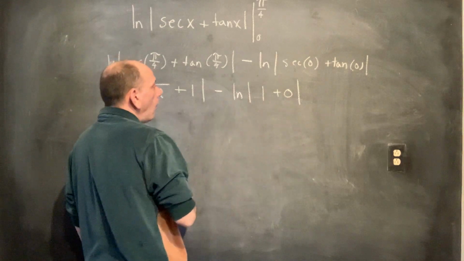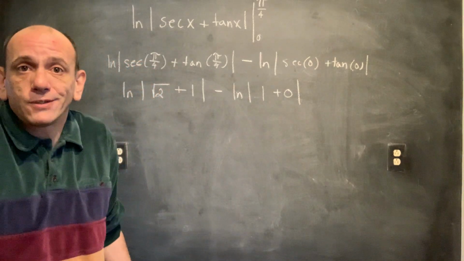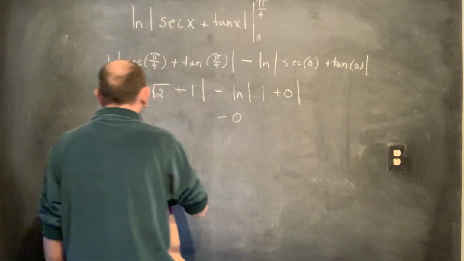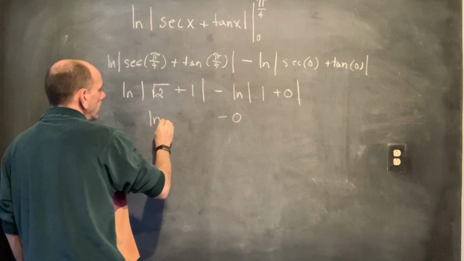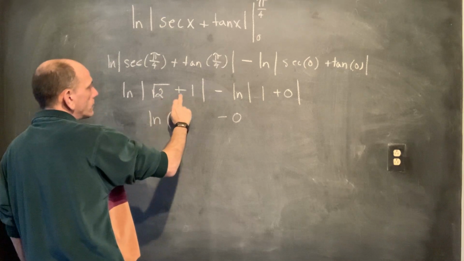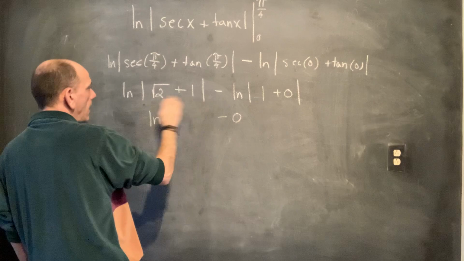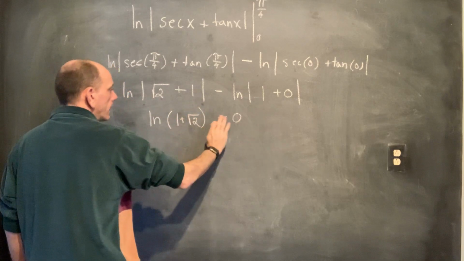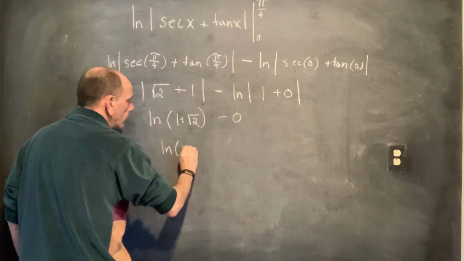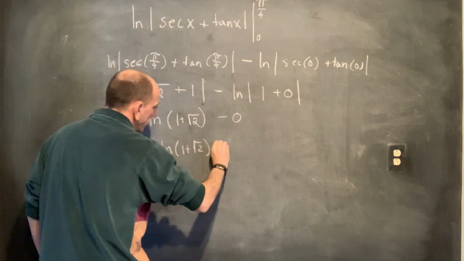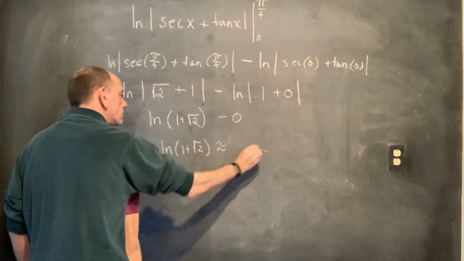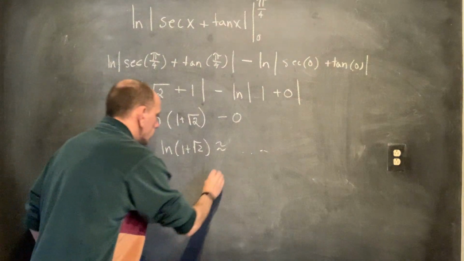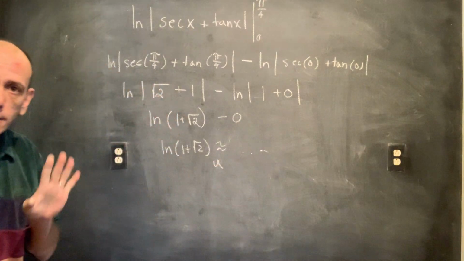Well, this is ln of 1. ln of 1 is just 0, right? So that did end up zeroing out. ln of, well, square root 2 plus 1 is a positive number, so its absolute value is just what it is. And so that's it. ln of 1 plus root 2. And we could get a decimal approximation to whatever that is. And now that's the arc length, so that's units. Just units. It's a length.